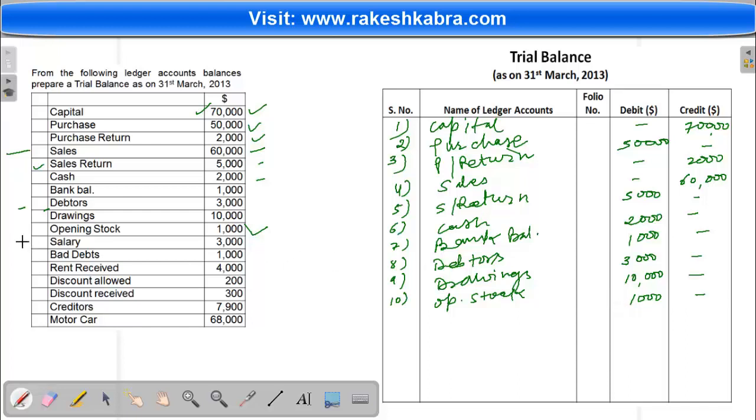Now next account is which one? Salary. And salary is an expense. Expenses are always debited. So 3,000 we will write in the debit column. Then after salary, tell me the next account. Bad debts.